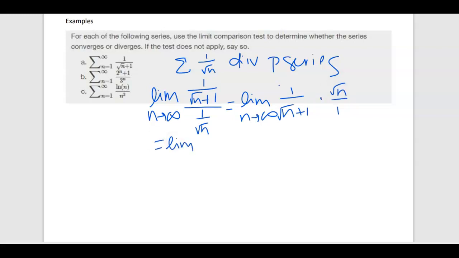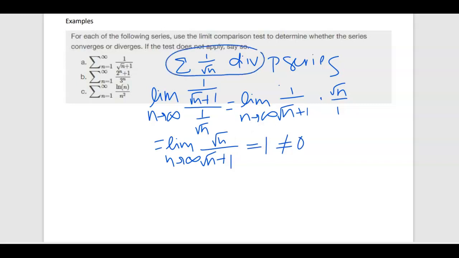And so that's the limit as n goes to infinity of the square root of n over the square root of n plus 1. Now that is 1, which is not 0. And so I know that because 1 over square root of n diverges, this is also going to diverge. And you would keep all of that work there in order to show that.